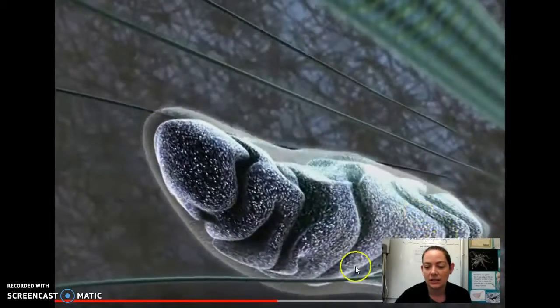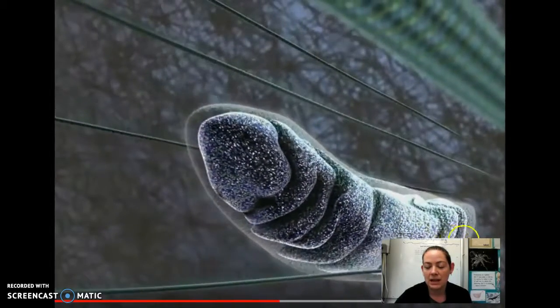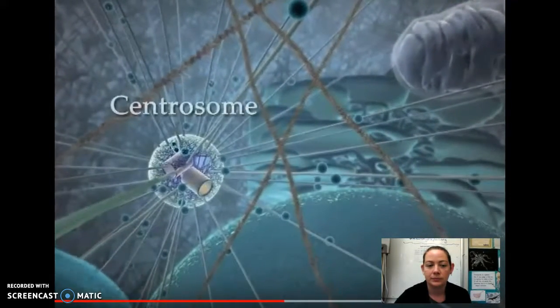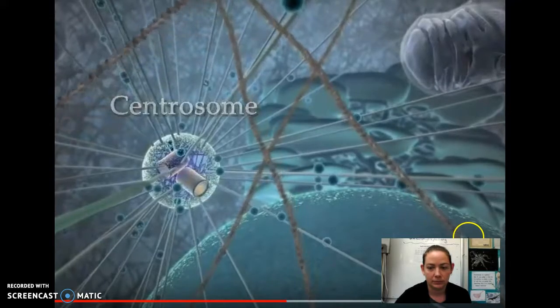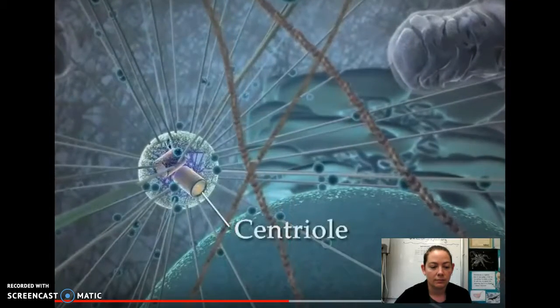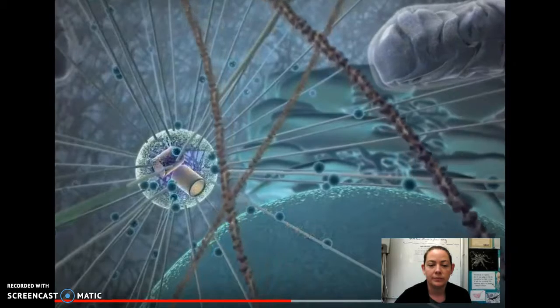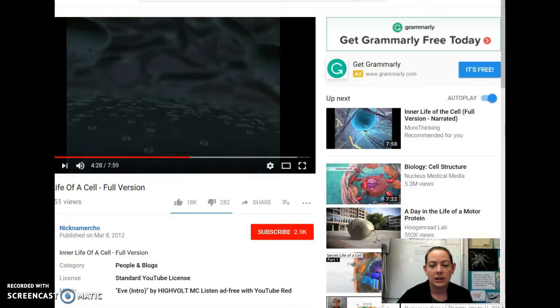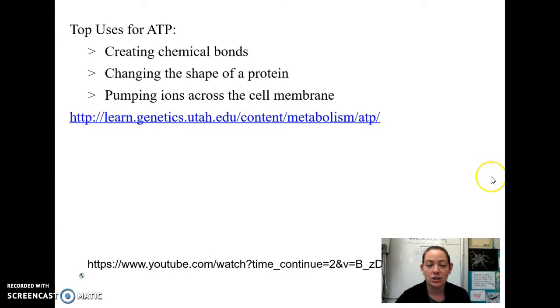Here's our mitochondria. These things are really good at making ATP in our cells, so we're going to learn more about them in a little bit. Alright, that's probably good enough. You get the idea. There's lots of stuff going on in your cells all the time, and most of it requires energy in the form of ATP.